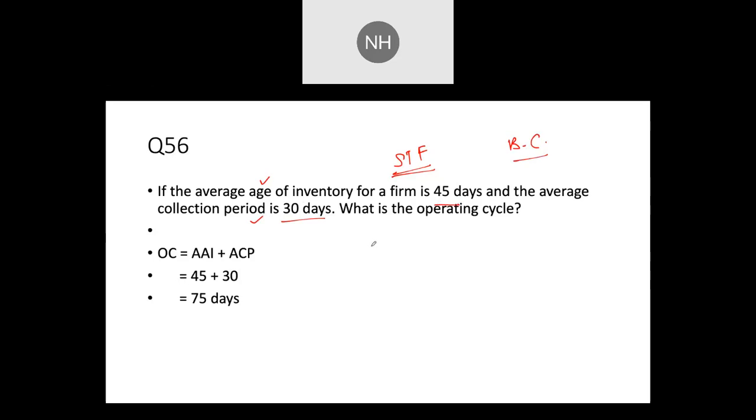Average age of inventory is the time for which the finished goods are kept with the company. And 30 days, the average collection period, is the time for which you wait to receive the cash. The total is the waiting time for the company. This is called the operating cycle. So very simple calculation. You have to just remember what to do with these numbers and then it's easy. So it's just adding: 75 days is the operating cycle for the company.